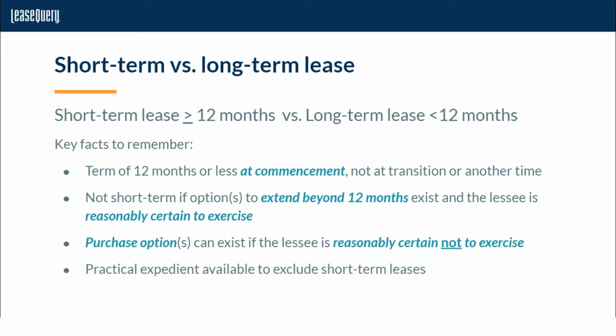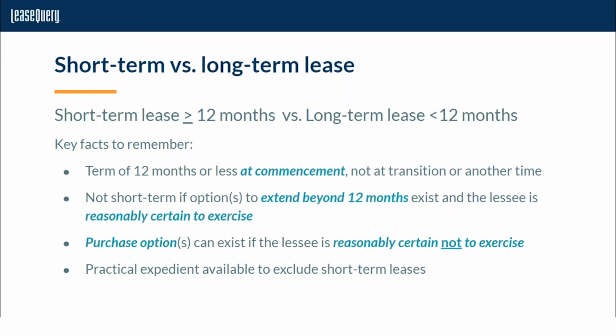A lease cannot qualify as a short-term lease if it has options to extend beyond 12 months and the lessee is reasonably certain to exercise those options. And then also a short-term lease can have a purchase option if the lessee is reasonably certain not to exercise the purchase option.